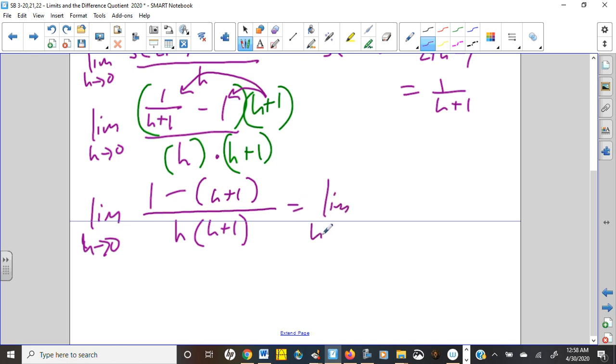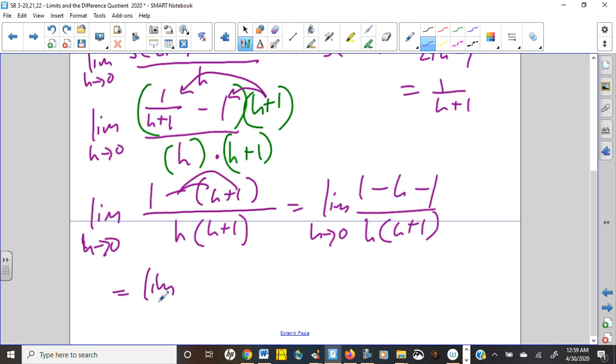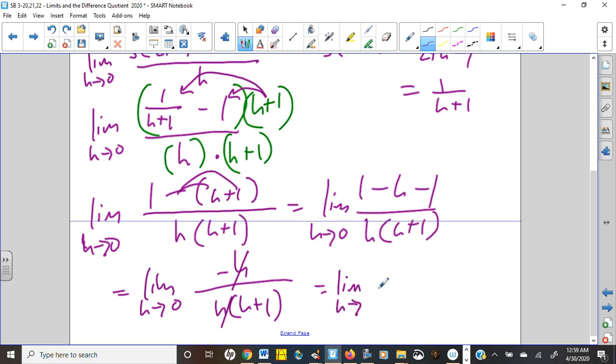Now, the top is just going to be 1 minus h minus 1. If you forget to distribute the negative sign, the 1's won't go away, and then you will really be stuck, okay? But they do go away, and all I have left is negative h. And that's going to allow me to get rid of that h, which I've been dying to get rid of since the very beginning. This h has been preventing me from using substitution, and now it's gone. And so now all I have is negative 1 over h plus 1.